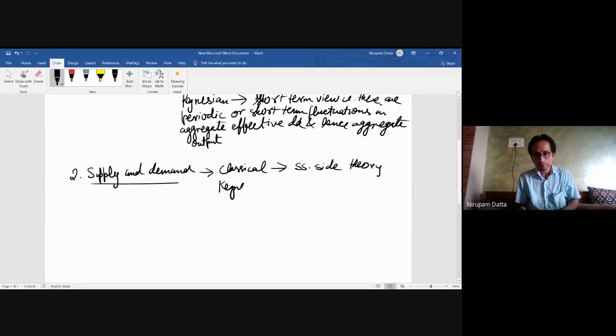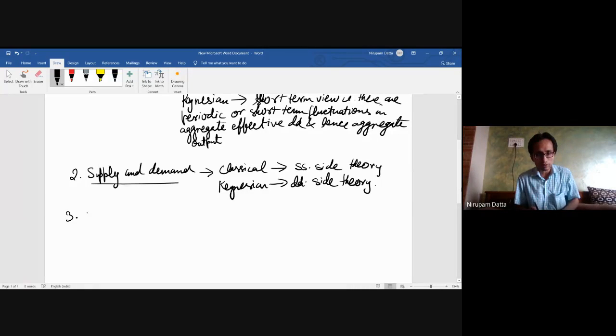What did the Keynesians say? Keynesian theory is a demand side theory. Keynesian theorists say that output is a function of aggregate effective demand in the economy. So output moves hand in hand with aggregate effective demand till the output reaches the full employment level. Below full employment level, output is always a function of aggregate effective demand.